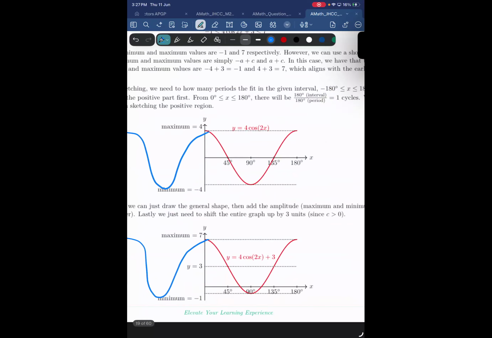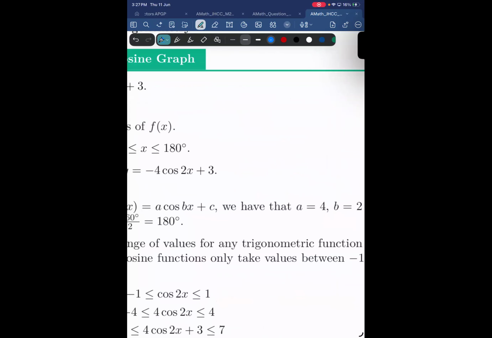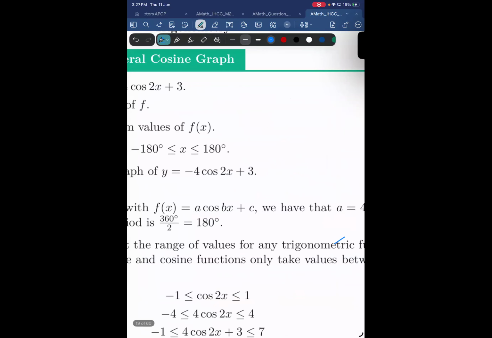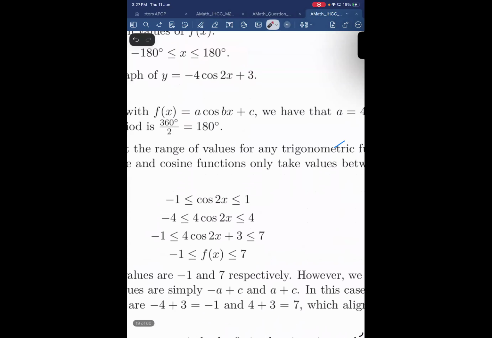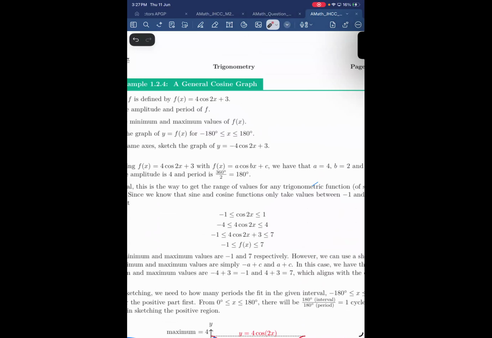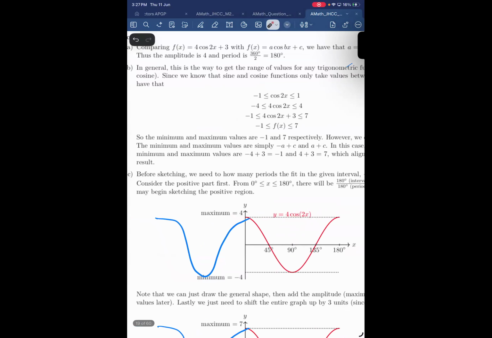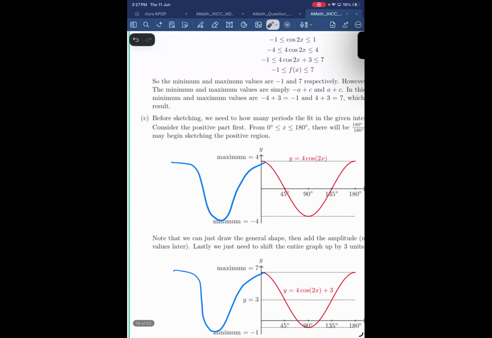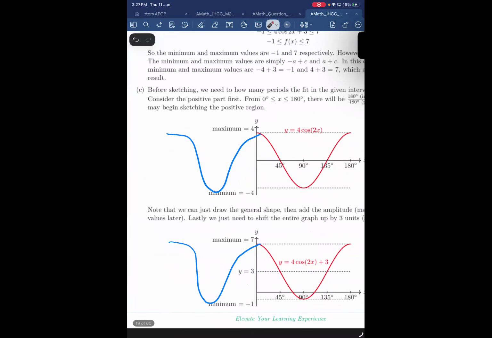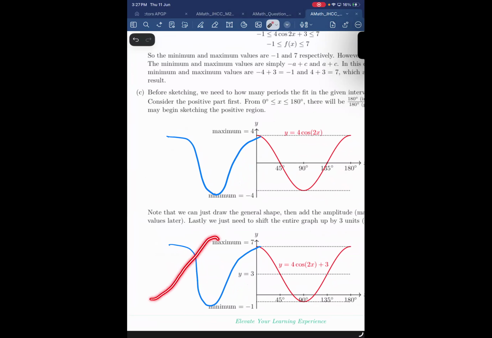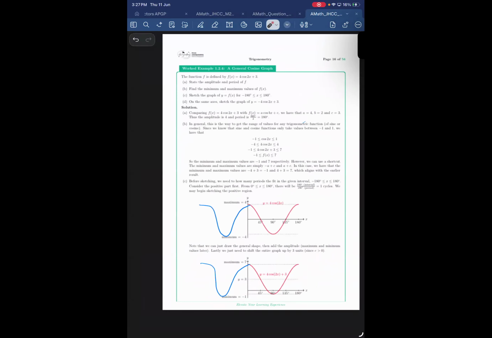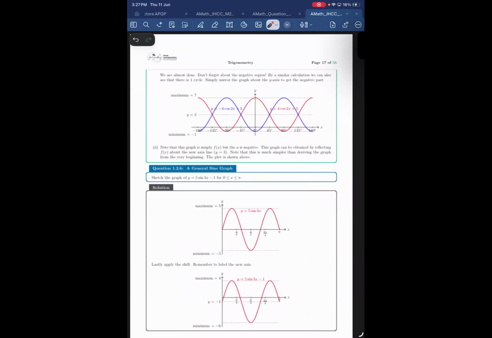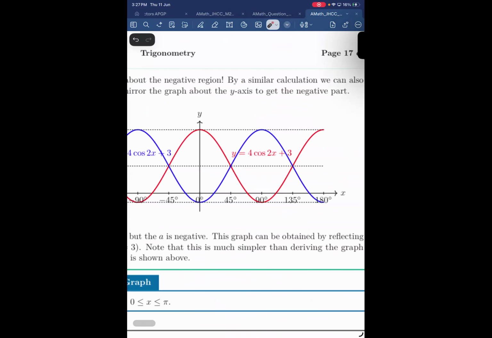Sorry, you're not exactly done yet, because this portion has a minus sign, which means you need to reflect it. The normal shape, when it is positive, 4 cosine 2x plus 3, will look like this. But if it's negative, it will look like this, as you can see from the next page. If the sign in front is negative, then it will reflect.